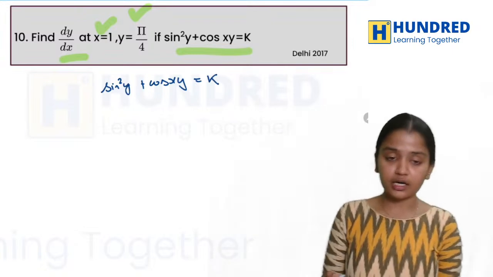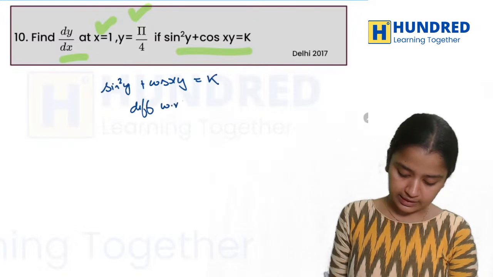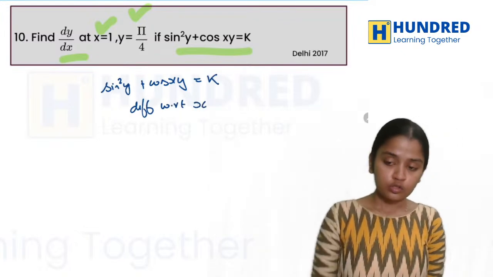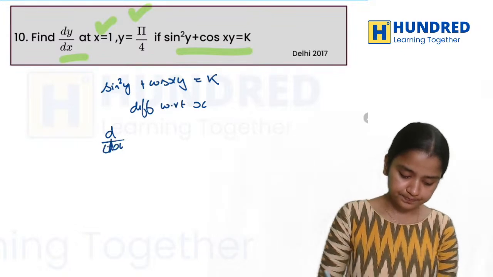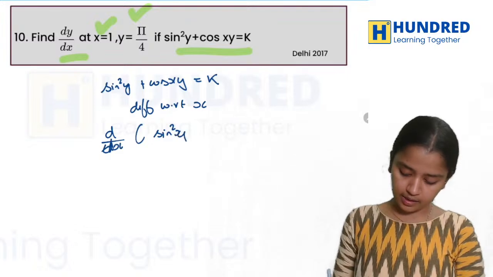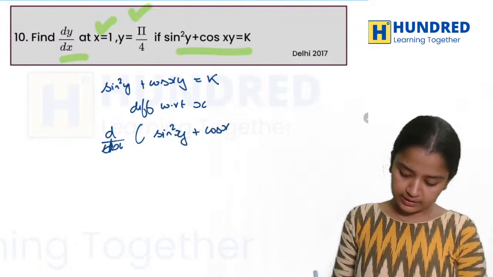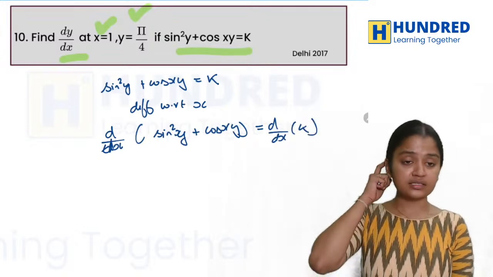Okay, so here I have to differentiate it with respect to x. So differentiate it with respect to x. I have to do it. So basically what I should do? d by dx of sin square y plus cos xy is equal to d by dx of k. This is how I'm going to do.